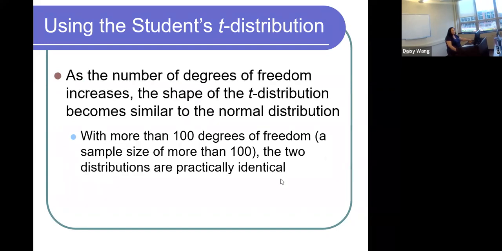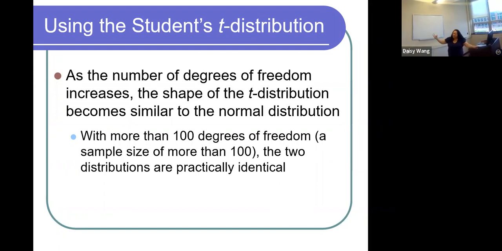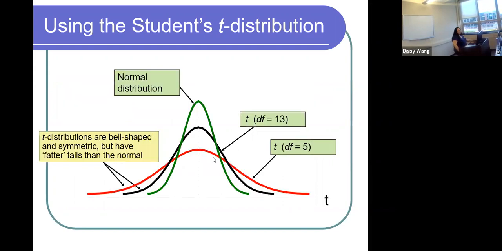So one example, the degree of freedom is just the sample size minus 1. So when the degree of freedom increases, meaning when the sample size increases, the shape of the t distribution becomes very similar to normal distribution. Okay, so like this. When the degree of freedom is 5, it's very flat. And when the degree of freedom is 13, it's like this. But when it's 100, it becomes like normal distribution.